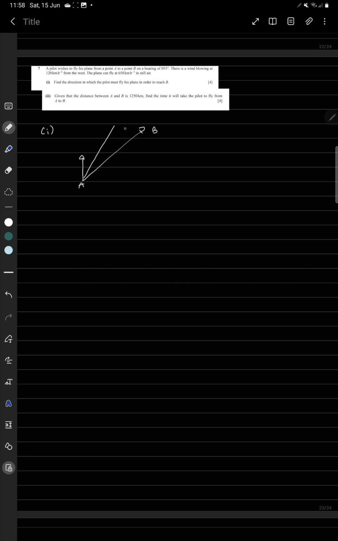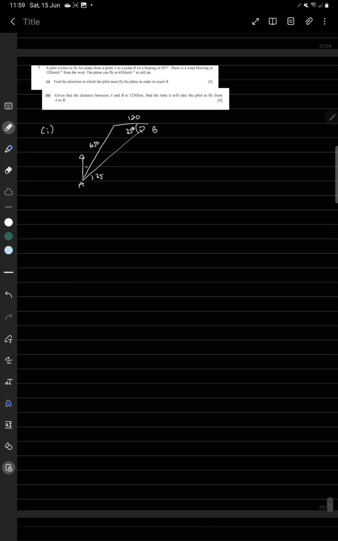Now let's write down the information that we have. We know that this is going to be 120 kilometers per hour, and in still air the plane can move at 650 kilometers per hour. Okay, now we know that this is 55 degrees and this is going to be 35 degrees. We can state 35 degrees here because of the alternate angle. Right, now in order to find this bearing, we need to find this angle first, right?